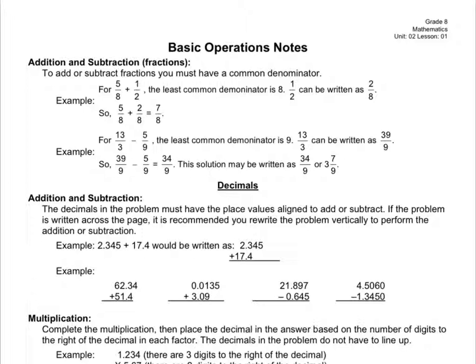I think they made a mistake on this one. Let's look at this. This is 5/8 plus 1/2. So the least common denominator is 8. So we write 1/2 as 2/8. Oh, no, no, no. We're not going to write it as 2/8. We write 1/2 as 4/8. Well, glad I checked that.